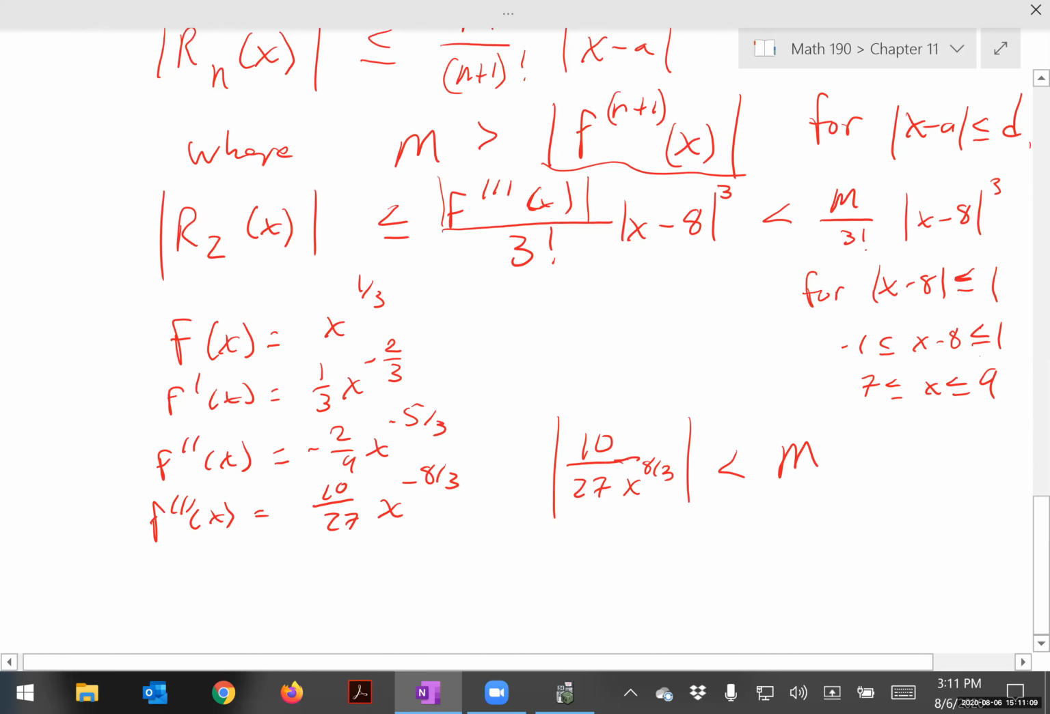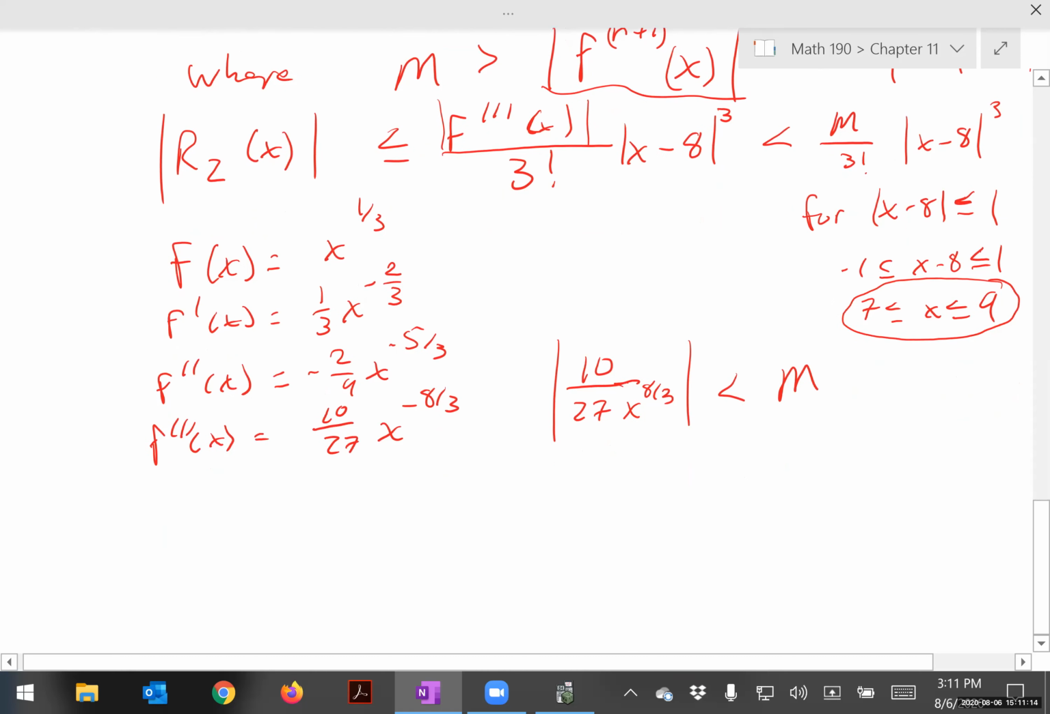So let's go back to this guy here real quick. 7 is less than or equal to x, which is less than or equal to 9. So the idea is to raise each of these to the 8/3 power, because I really want to find out what M needs to be within this interval. Now I'm going to take the reciprocal of this thing: 1 over 7 to the 8/3, 1 over x to the 8/3, and 1 over 9 to the 8/3.